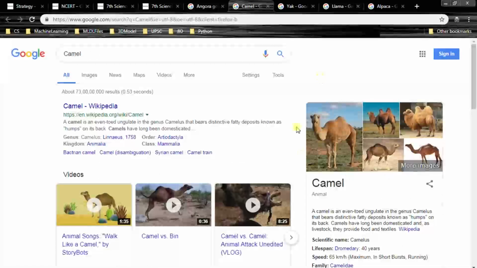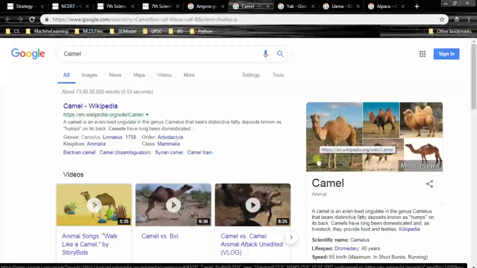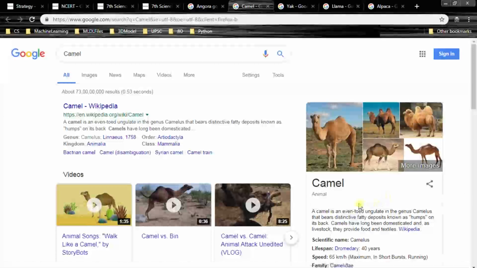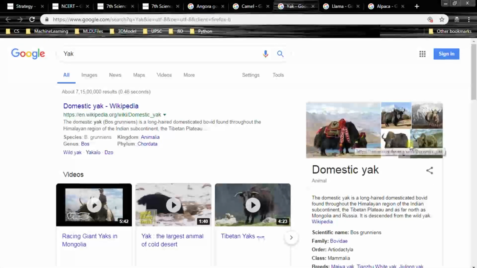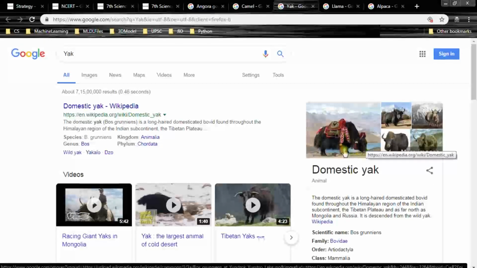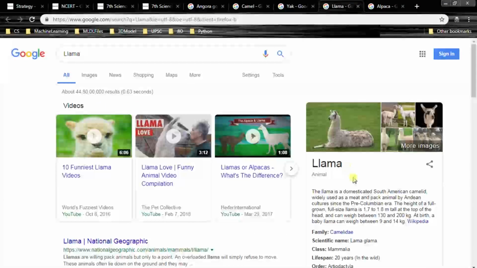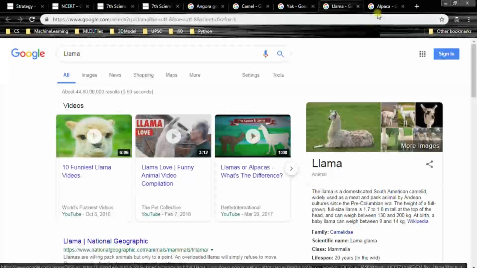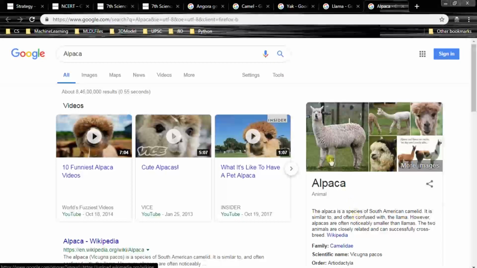And camel, obviously you may be knowing, and there are many varieties of camels living in different parts of the world, right? One hump, two humps, and this is the yak. It has a lot of fur. And llama, right? And this is alpaca.